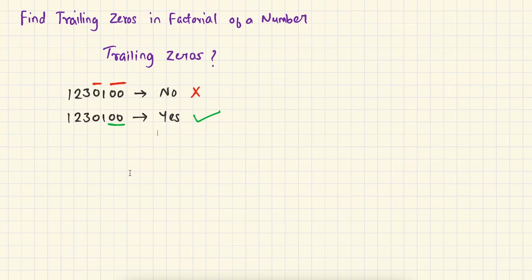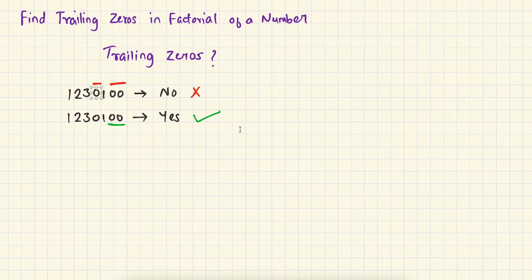The trailing zeros are those zeros which appear after the rightmost non-zero digit. So in this number there are 3 zeros, but the number of zeros that appear after the rightmost non-zero digit is only 2. So in this case there are only 2 trailing zeros. We are not going to count this zero as a trailing zero, right? Okay, clear. Now we understood what is meant by trailing zeros.